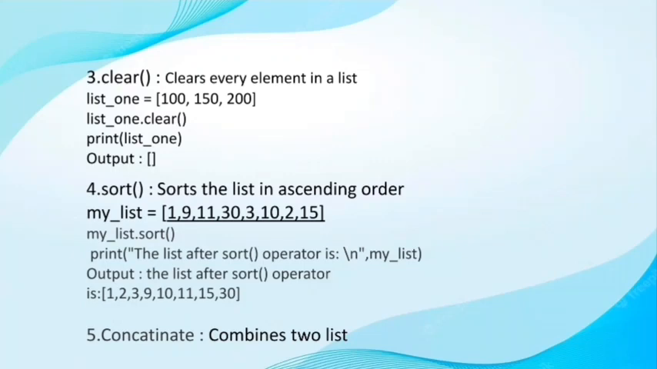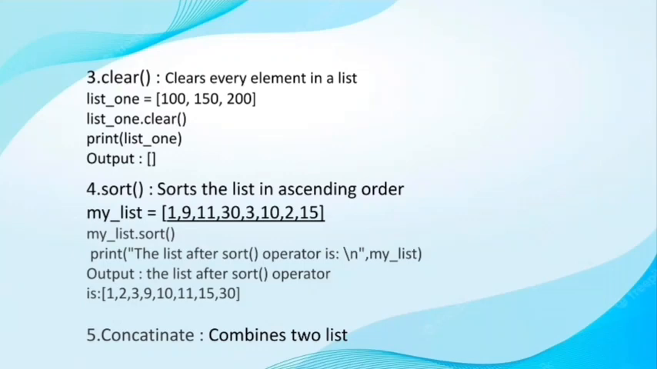Whereas the fourth operation is sort. By using the sort operation, it sorts the given list into ascending order. Now let us take a list with random numbers. Finally it gives the output as the same numbers in ascending order, and the syntax of this is name of the list dot sort function.